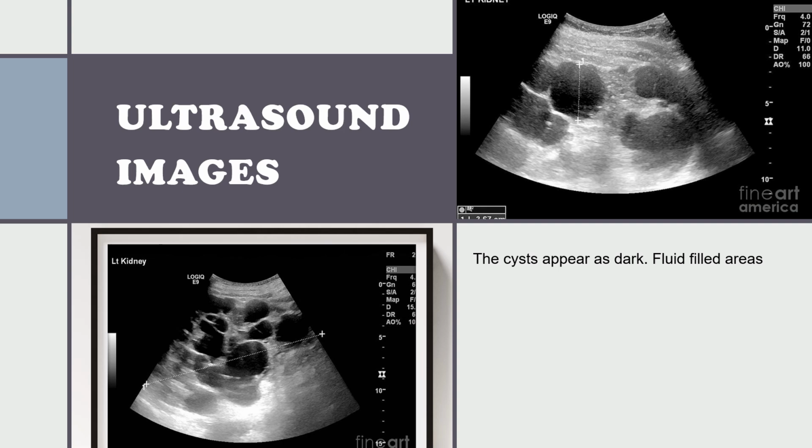Here I provided some ultrasound images. You can see the abnormalities in them. They kind of look like air bubbles within the kidney. They don't look normal, and these are pretty obvious that they're cysts. So these are pretty cool. Here's a left kidney, and it gives you an insight of what that looks like.